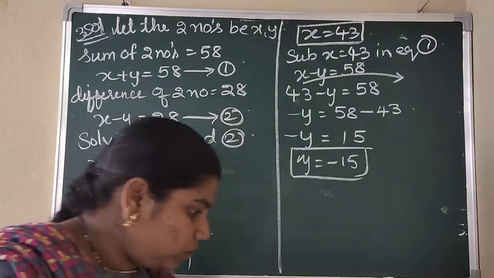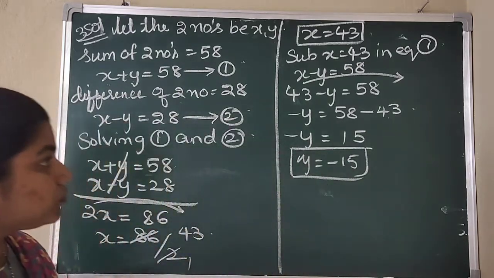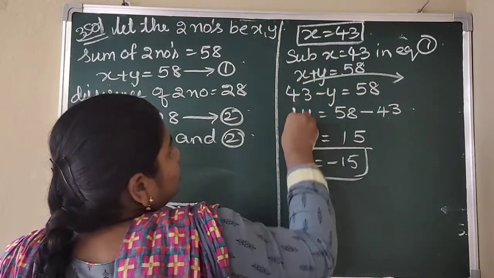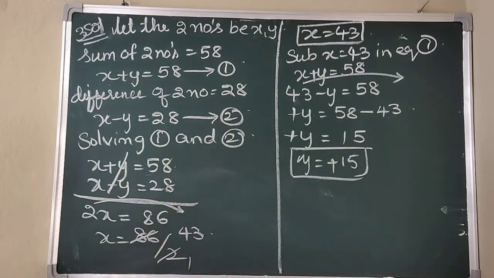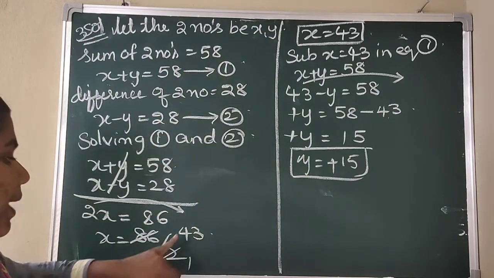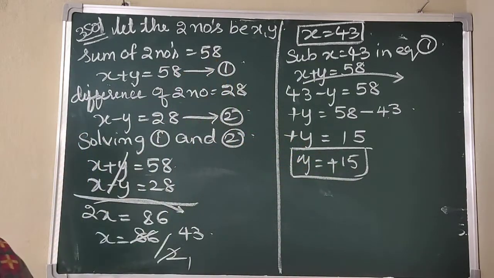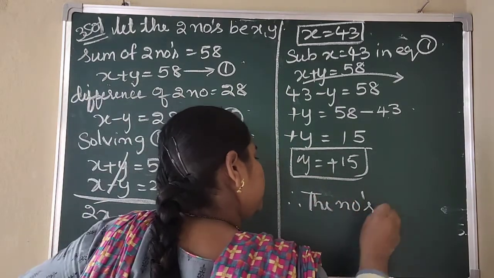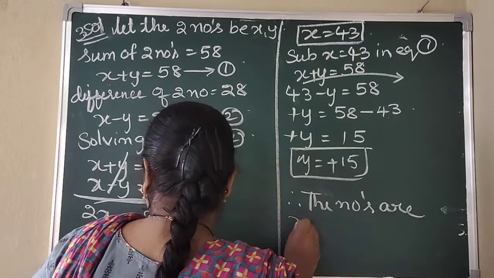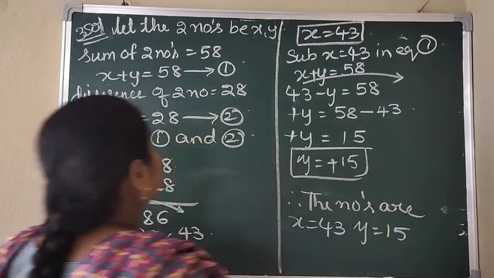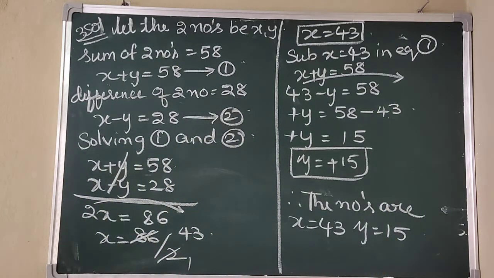So what is the y value? Y value is 15, and the x value is 43. So if you add 43 plus 15, that will be equals to 58. And if you subtract 43 minus 15, that will be equals to 28. So therefore the two numbers are x is equals to 43 and y value is 15. So this is our third solution.